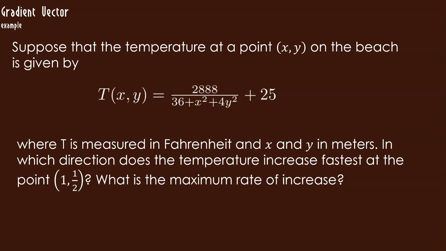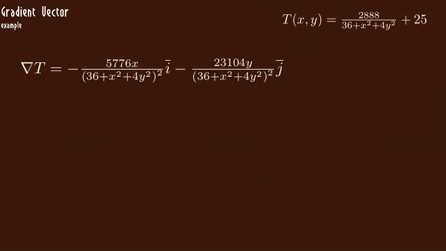In which direction does the temperature increase fastest at the point (1, 1/2)? And what is the maximum rate of increase? So you're at the point (1, 1/2), and you want to figure out which direction to go where the temperature increases the fastest. Let's go and find the gradient. The gradient of T is, again, a really ugly derivative, but not really, they're just numbers. Don't freak out. So the gradient is negative 5,776 times x all over (36 plus x squared plus 4y squared) quantity squared times the i vector minus 23,104y over that same expression as before times the j vector.